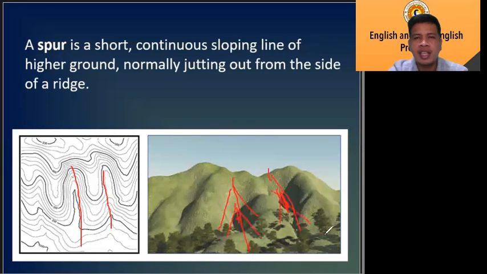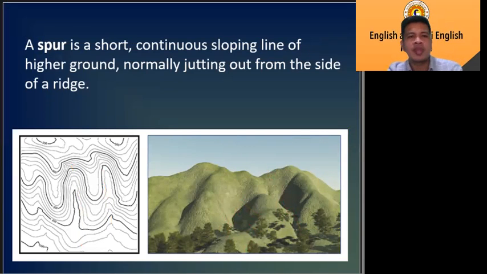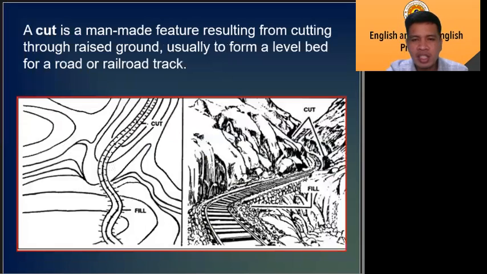V like this. That's another land feature that you can see on a topographic map. Next one is a cut. A cut is a man-made feature, or you can also have a fill. It results from cutting through raised ground, usually to form a level bed for a road or railroad track.